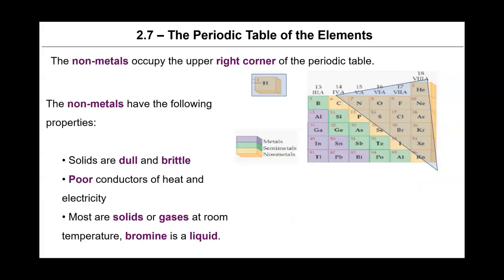The nonmetals occupy the upper right corner of the periodic table, but also include hydrogen, which is normally placed on the left of the periodic table. The nonmetals also have unique properties. In particular, the ones that are solid are dull and brittle. They are all poor conductors of heat and electricity. Most of them are solids or gases at room temperature, and only bromine is a liquid.